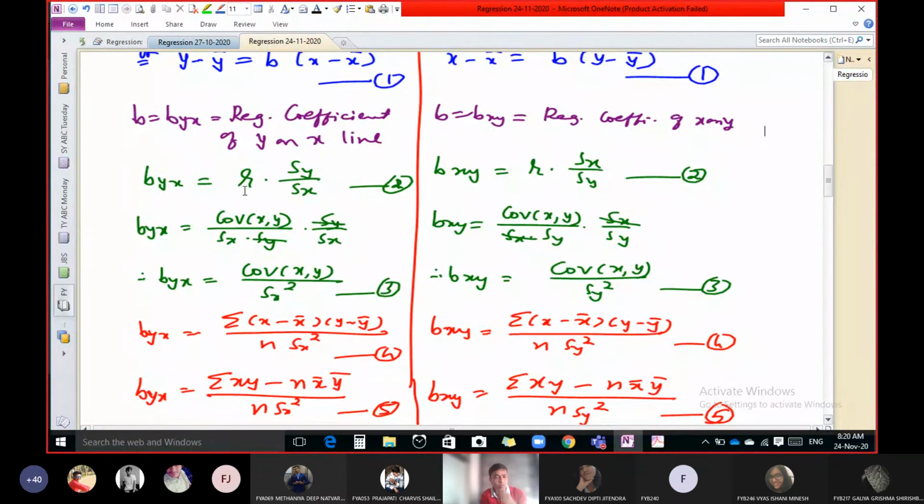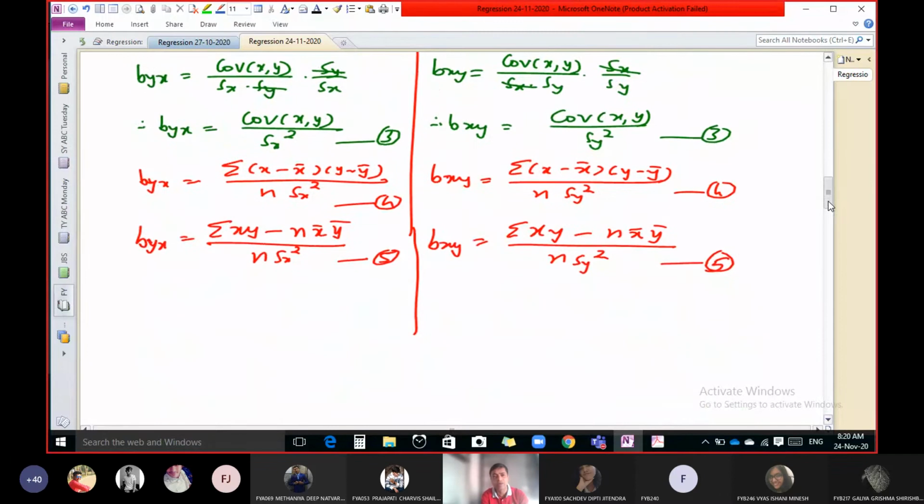Now, if we put the formula of r, covariance of xy upon sx sy, and keep this sy upon sx as it is, and if we cancel sy, we get covariance of xy upon sx square, that is byx. Now if we put the value of covariance of xy, we get another form of byx. This we already discussed in our last lecture. What is the formula of covariance of xy? Sigma (x minus x bar)(y minus y bar) upon n. So byx is sigma (x minus x bar)(y minus y bar) upon n into sx square. Now if we simplify the numerator, we get (sigma xy minus n x bar y bar) upon n sx square.